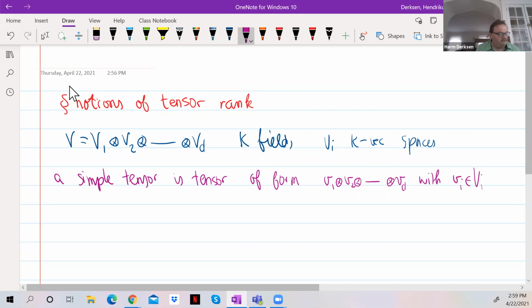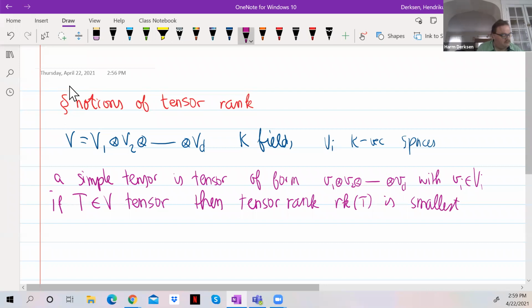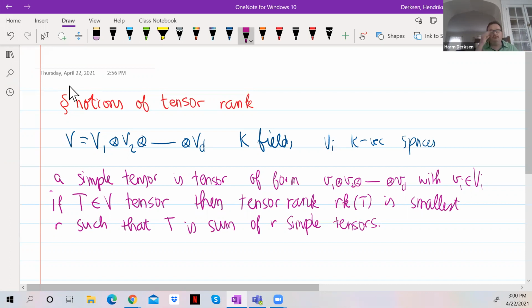And so now we can define the notion of tensor rank. If T is a tensor, an element of V, then the tensor rank, I'll just write it, rk of T, is the smallest non-negative integer r such that T is a sum of r simple tensors. And this generalizes the notion of rank of a matrix, because the rank of a matrix is just the smallest number r so that you can write this matrix as a sum of r matrices of rank one. And so if d is two, then we can think of V as a space of matrices.